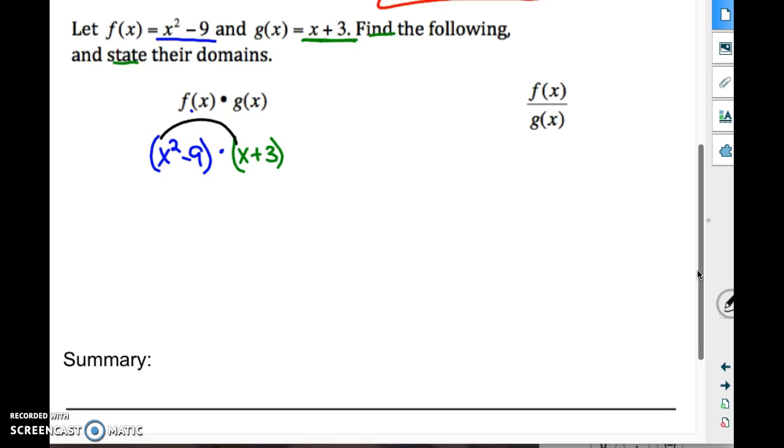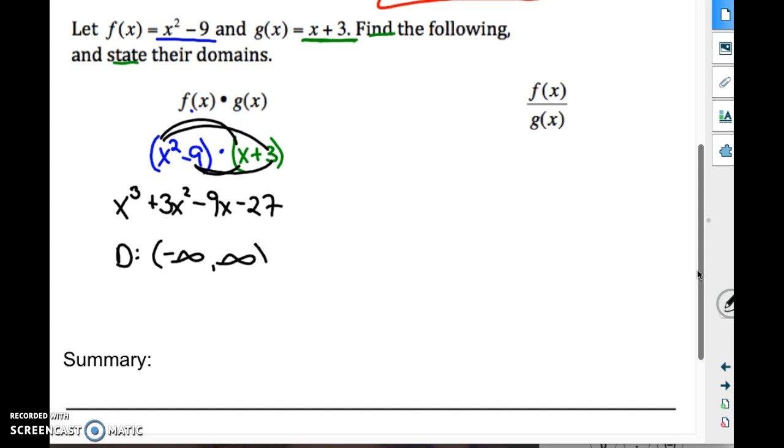X squared times x is x cubed. X squared times 3 is 3x squared. Negative 9 times x is minus 9x. Negative 9 times 3 is minus 27. We don't have any like terms, so we're done. And for our domain, it's going to be all real numbers. We don't have any square roots. We don't have any fractions. So life is good. That's our answer.